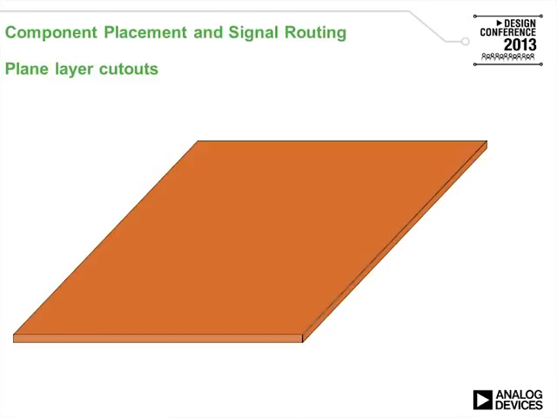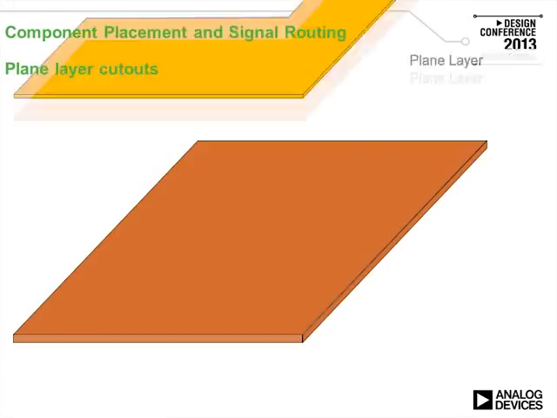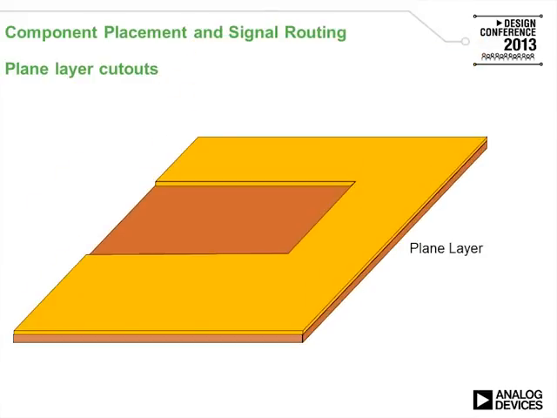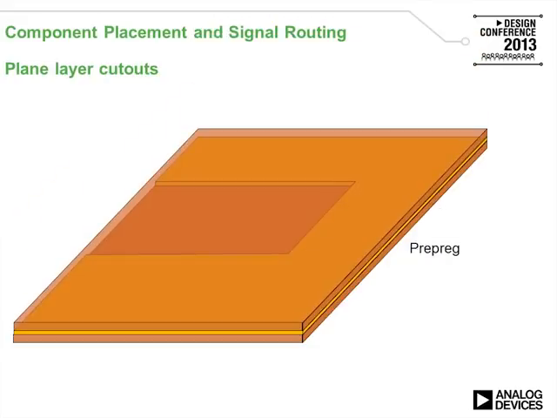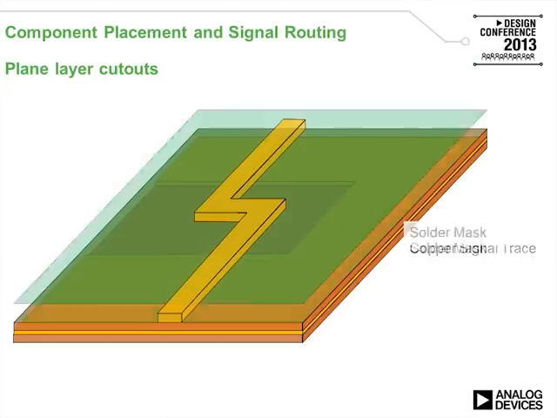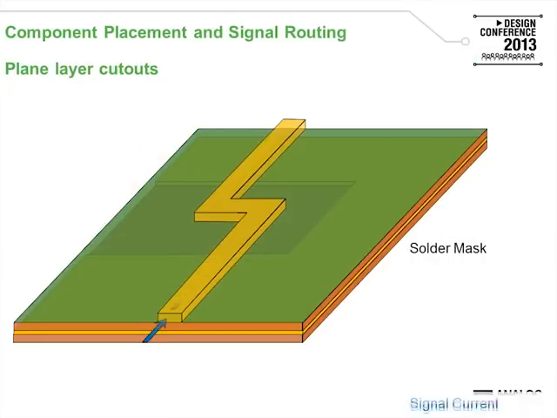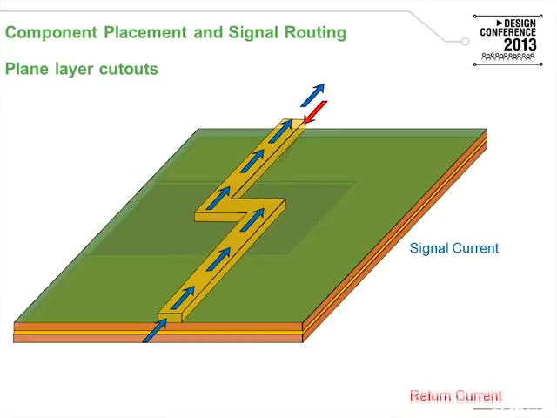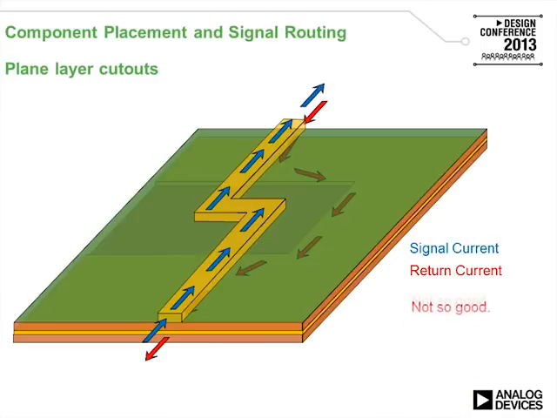What happens if you have plane layer cutouts? Here is again a piece of PCB material. Here's a plane layer, and for one reason or another, I was required to cut this plane out. I put another insulating material, then I put my trace on. I put the solder mask on, and here is my signal current. On the return, the signal current will have to go around the cutout and will have to deviate from being right underneath, and this is not such a good solution.